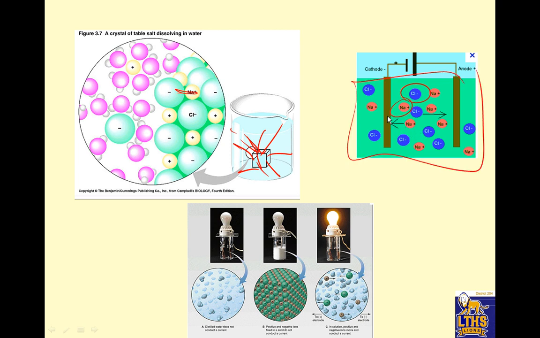Then the positive ions can flow and the negative ions can flow, and that causes charge to move. Pure water does not conduct electricity. Solid ionic compounds do not conduct electricity because those ions are locked in place. But when ionic compounds are dissolved in water, those ions can move and cause charge to flow, so they can conduct electricity.